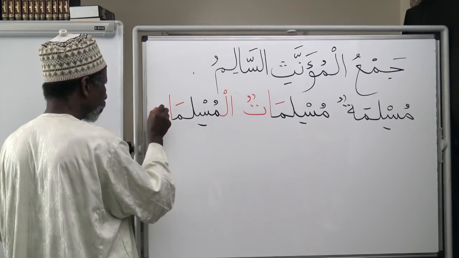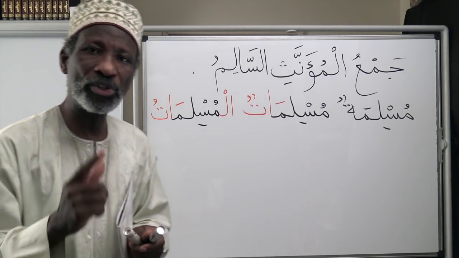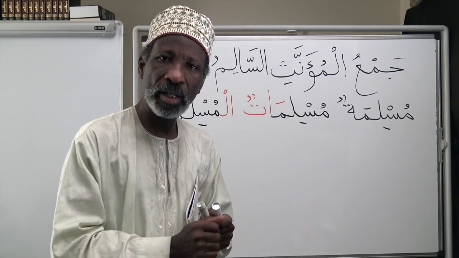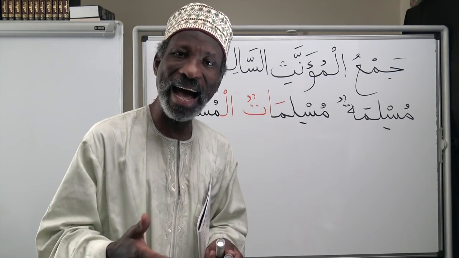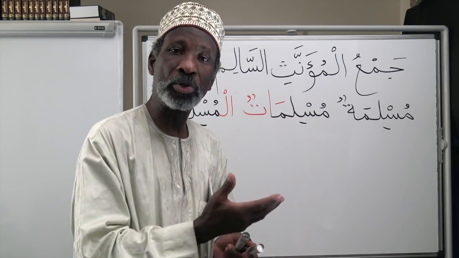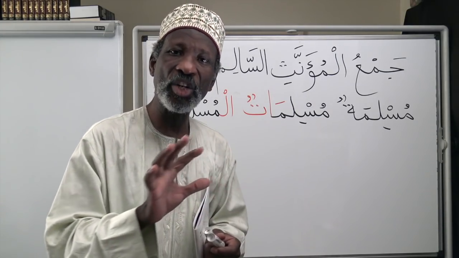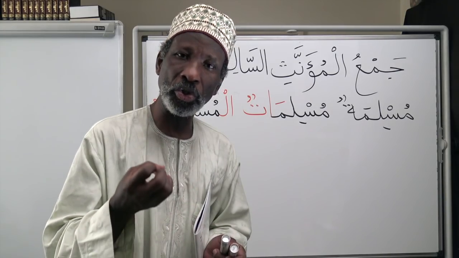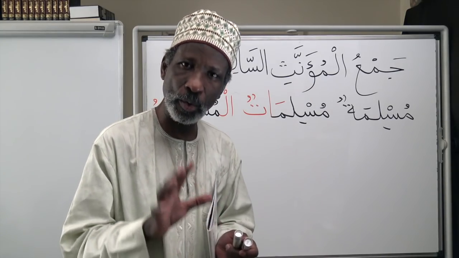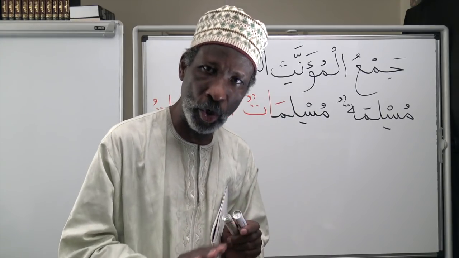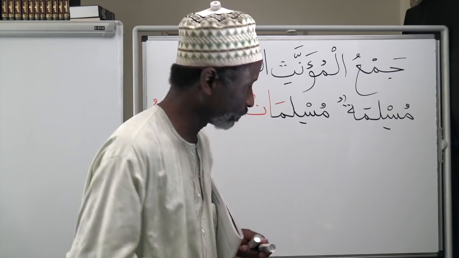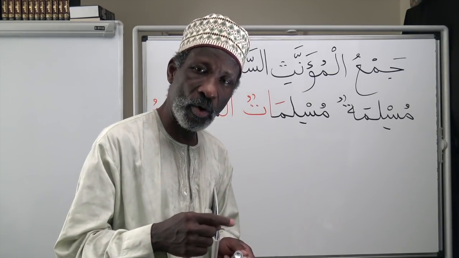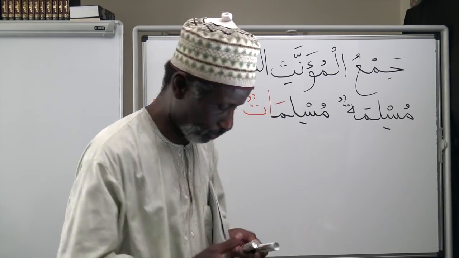Al-Muslimatu. Al-Muslimatu, single U because of the L. Al-Muslimatu. Indefinite: Muslimatun. Al-Muslimatu. That is nominative. When it is in accusative or genitive position, I keep saying we will learn about that later, so no panic is allowed. Don't panic. So, that will be Muslimatin or Al-Muslimati.